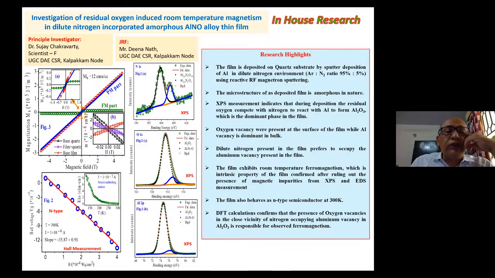Another of our students, Sujay Chakravarti's student, Mr. Dinanath, has made aluminum nitride thin films. He has tried to find out the room temperature ferromagnetism of this film, and he wants to rule out the presence of magnetic impurities. That is very important. So we have to rule out the presence of magnetic impurities and show what is contributing to this origin of magnetism. That has been his quest now, and he is working on this aluminum nitride thin films.